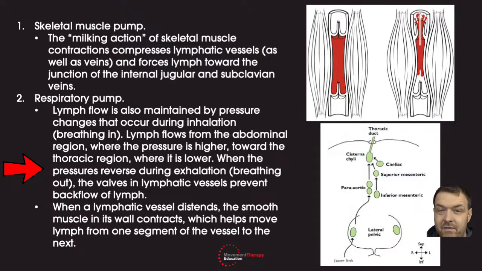So again, very similar to the vein system. When a lymphatic vessel distends, the smooth muscles in its wall contract, which helps move lymph from one segment of the vessel to the next. So there is some assistance via the sympathetic nervous system as well, and you will get some muscular activation to assist. But the respiratory pump, the skeletal muscle pump, plus the smooth muscle pump will all help shift lymph back.